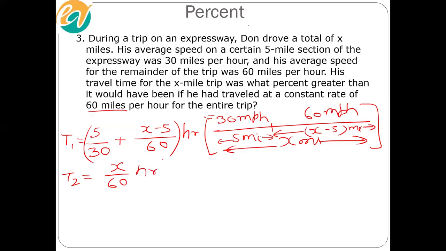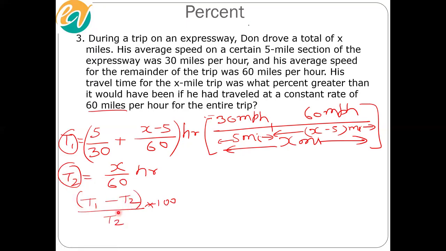Now the question is just asking us that T1 is what percentage greater than T2, right? T1 is what percent greater than T2. How do we find this out? T1 is this much greater than T2, so the fraction is the difference divided by T2, into 100. Remember, T1 is what fraction greater than T2.